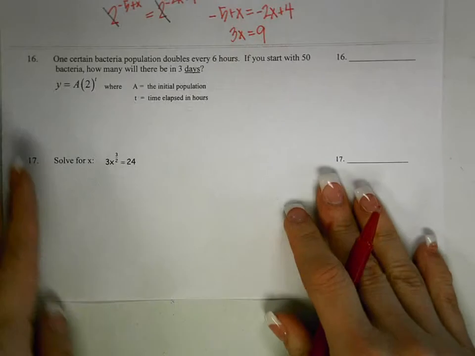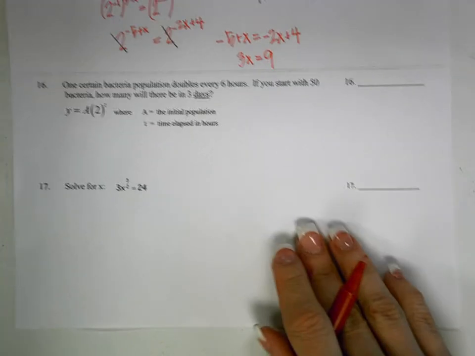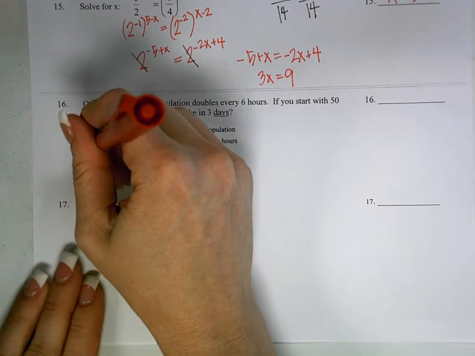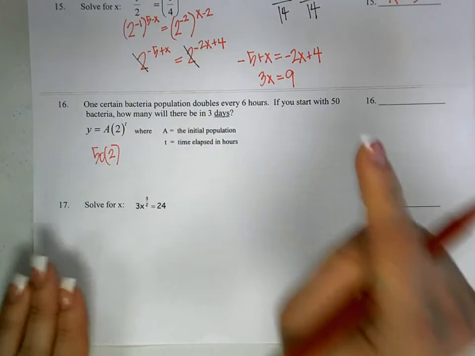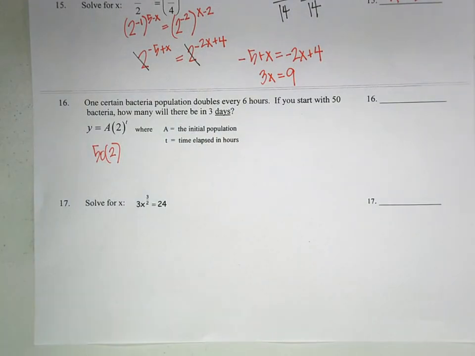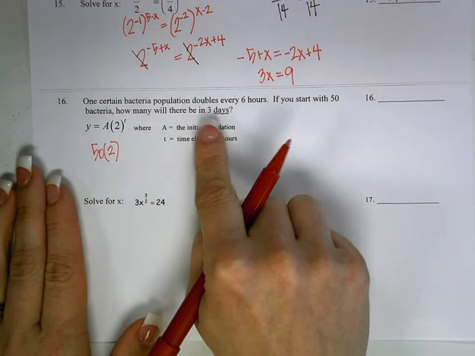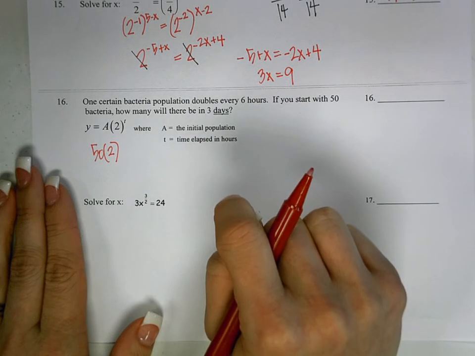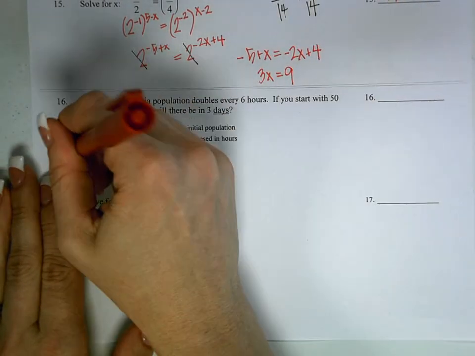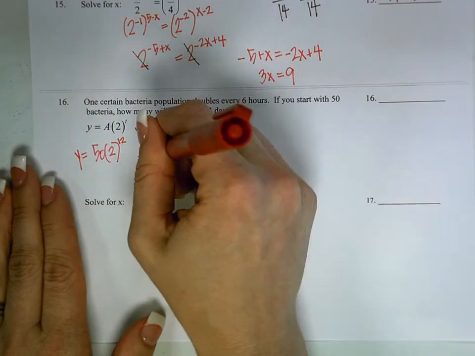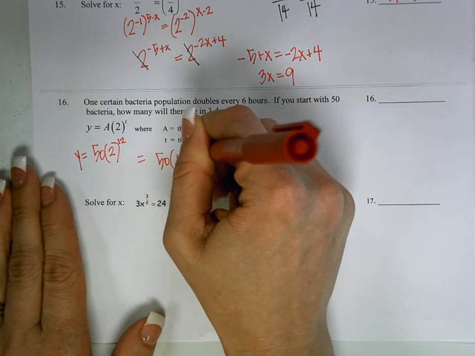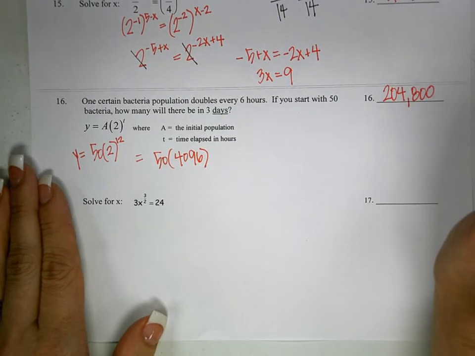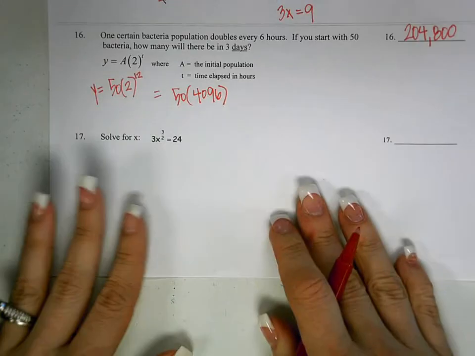Okay, number 16 is the only one that you would actually need a calculator for. Everything else you should be able to do on your own. A is the initial amount, so you start with 50 times 2 to the T, which tells you time elapsed, so how many periods have elapsed. You're thinking of how many 6-hour periods there are in 3 days. There's 24 hours in each day, so there'd be 4 6-hour periods each day. Times 3 days is 12. So y equals 50 times 2 to the 12. That's 50 multiplied by 4,096. You multiply those together, we get 204,800 bacteria.